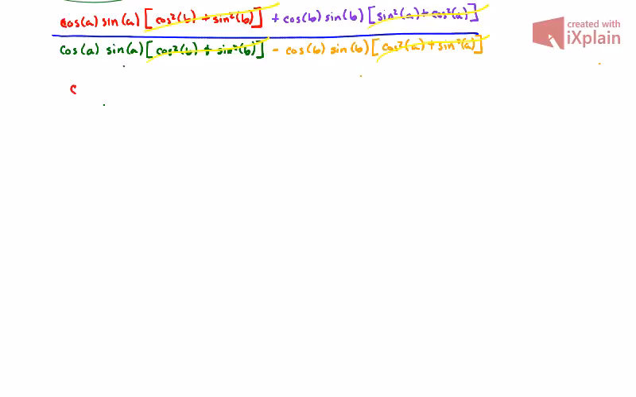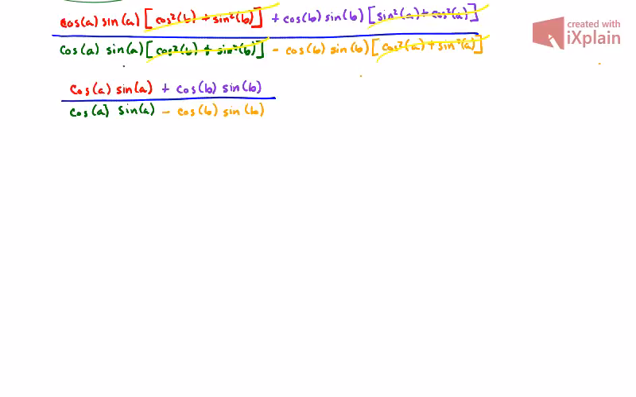So what are we left with? We're left with the cosine of A, sine of A, plus the cosine of B, sine of B, all over the cosine of A, sine of A, minus the cosine of B, sine of B. Okay? And that actually is what we're looking at.